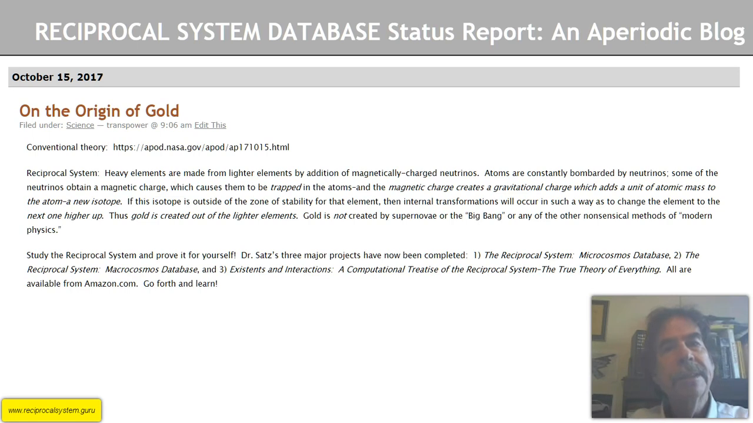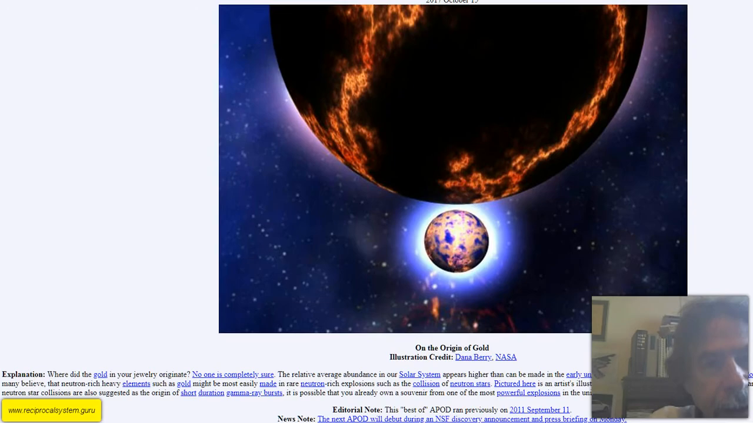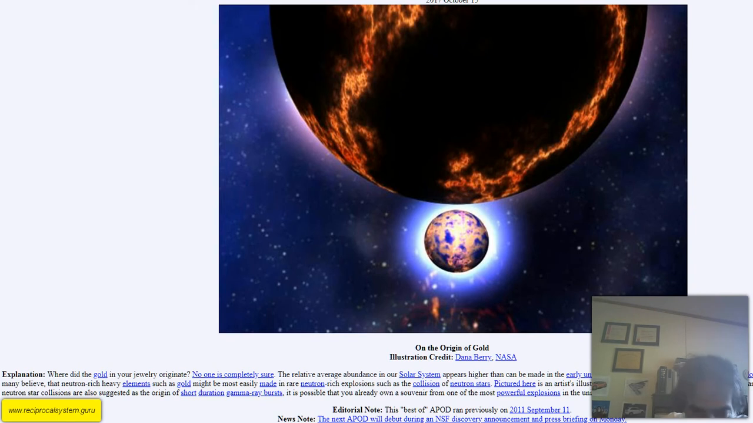Today's topic is on the origin of gold, the conventional theory, and then there's the reciprocal system. So let's take a look at the conventional theory first. This is from NASA's picture of the day. So this is what they say.